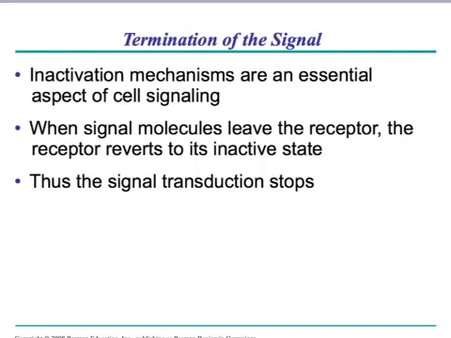So we know how the signal starts, we know how the signal progresses. How does the signal end or terminate? Inactivation is pretty much the last step of the whole signal pathway. So when molecules leave the receptor, when that ligand or that signal molecule or that hormone is no longer bound to the initial receptor, the receptor goes back to its inactive state. And when that happens, the transduction stops. That's it. It's the opposite of the initiation step.